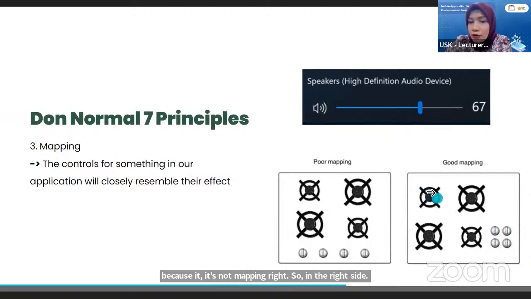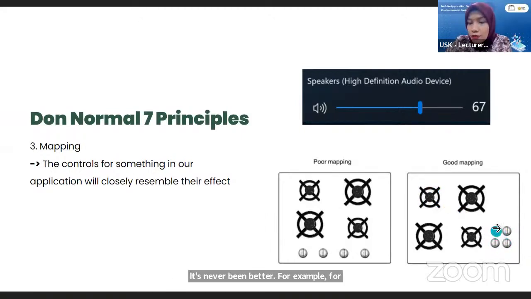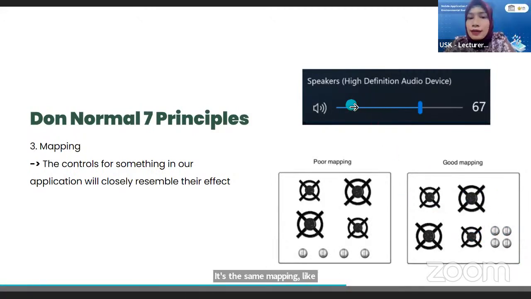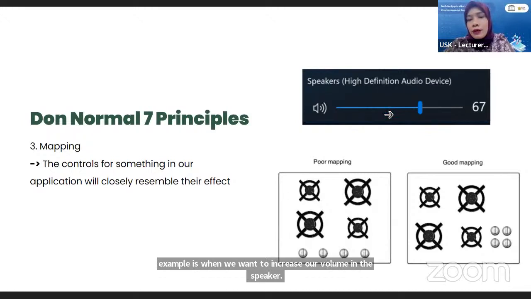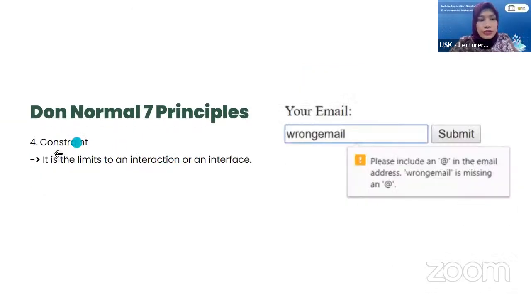On the right side, it's mapped better. For example, for this stove, we use this control in the left top, and for the right top, we use this control. It's the same mapping as the stove. Another example is when we want to increase the volume on the speaker, turning to the right means the volume is high.